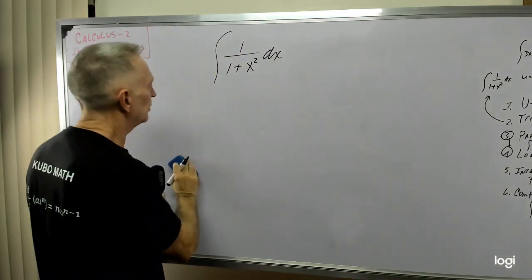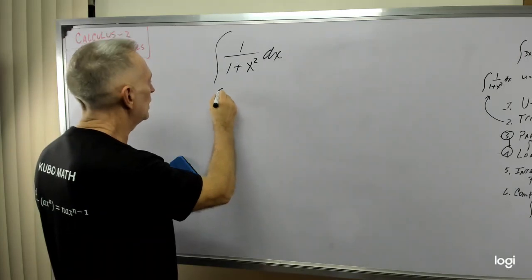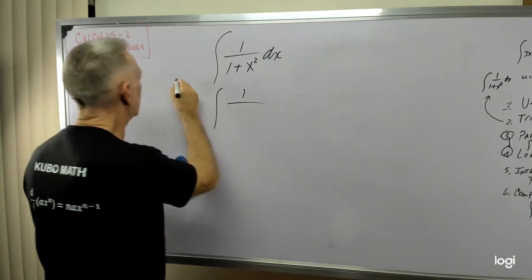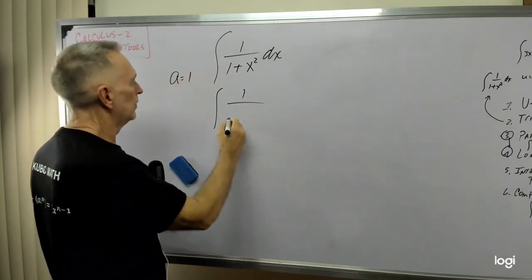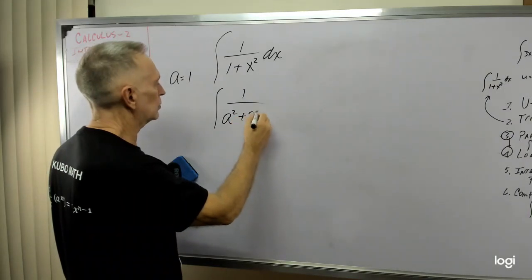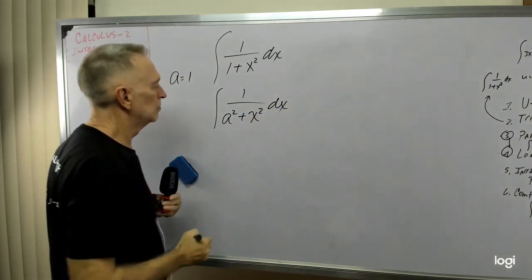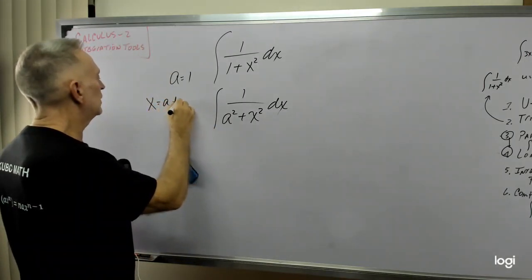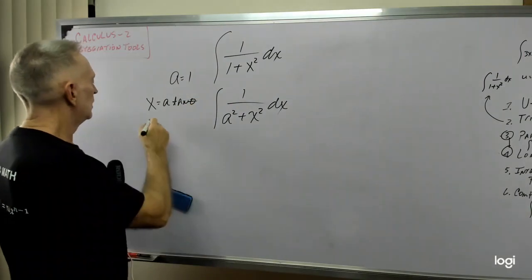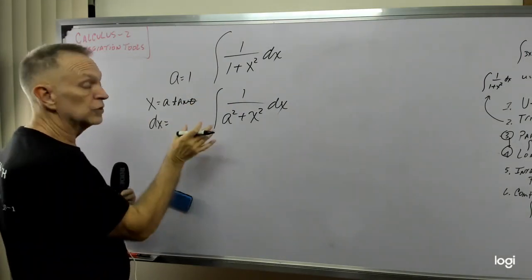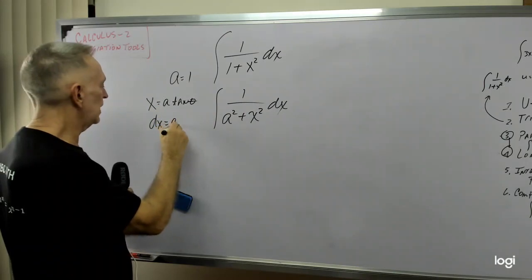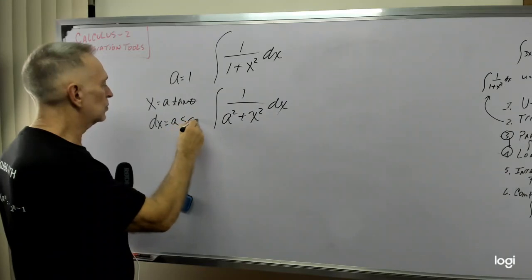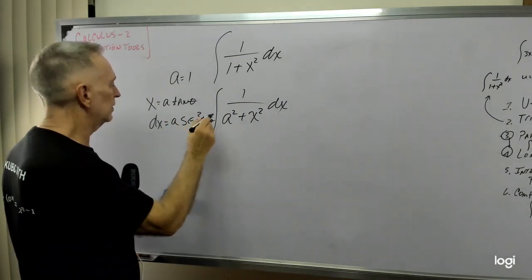What about trig sub? If I think about this problem, it's really 1 over a squared plus x squared dx, where, let's say for example, a equals 1. If I let x equal a tangent theta, then dx equals, using the constant multiple rule, a times the derivative of tangent, which is secant squared theta d theta, so chain rule.